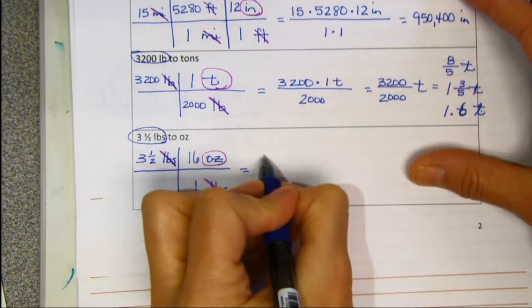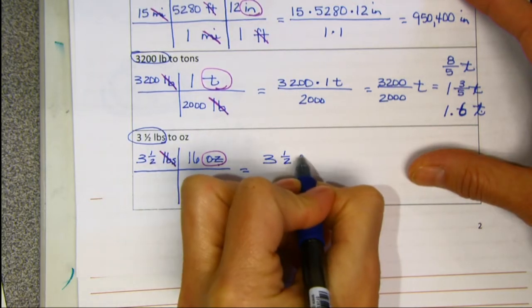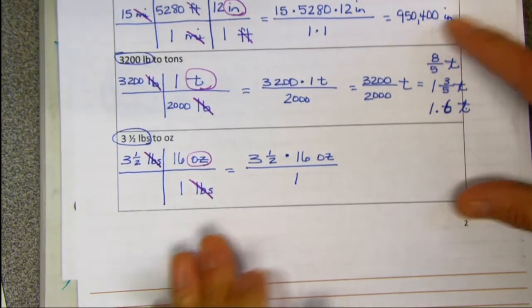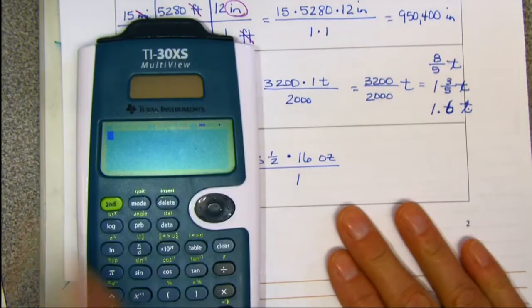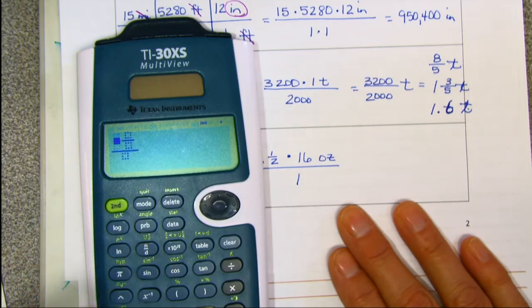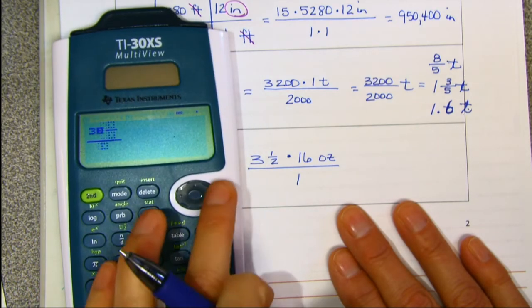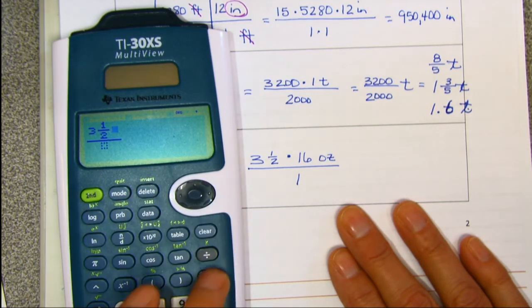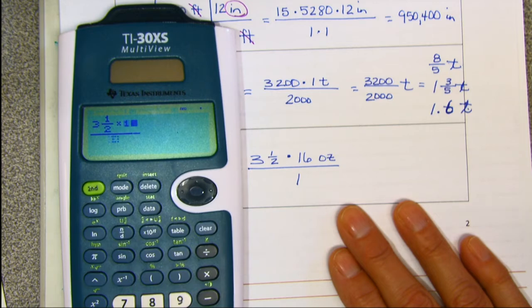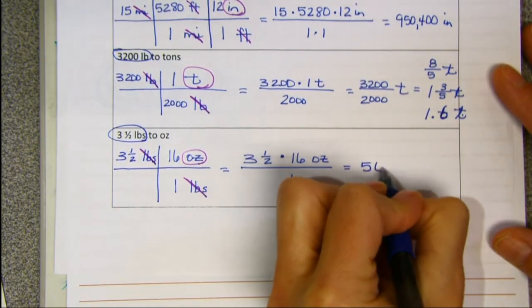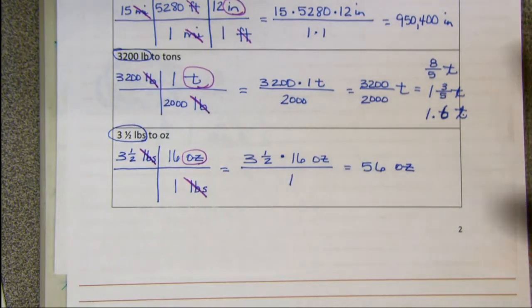So on top I have 3 1/2 times 16 ounces over 1. Now, I don't believe you can put a mixed number. I'm going to try and see what happens. Oh, I guess it'll let me. So 3 1/2 times 16 over 1, we get 56. So this equals 56 ounces.